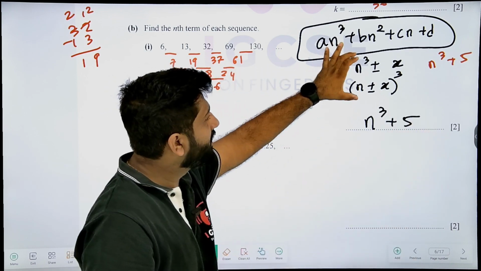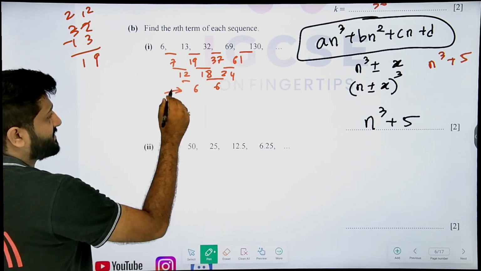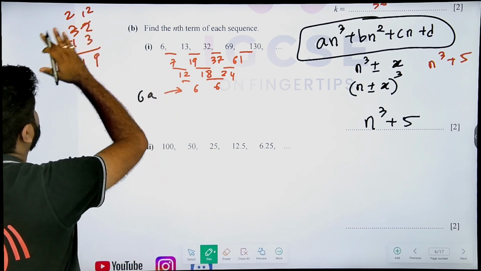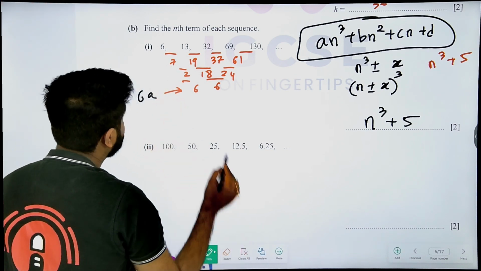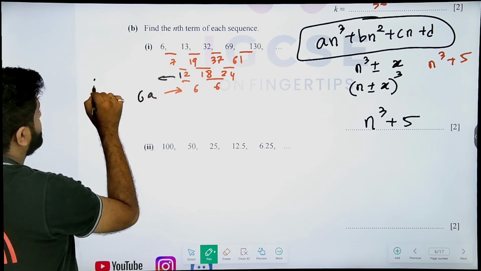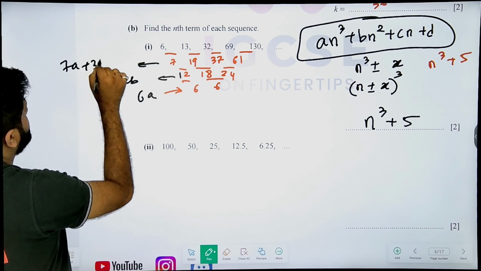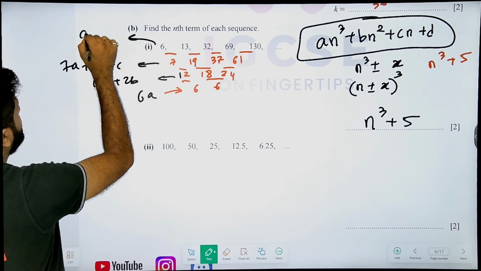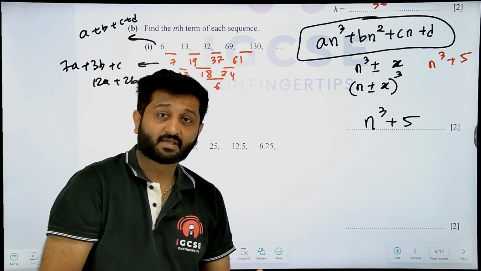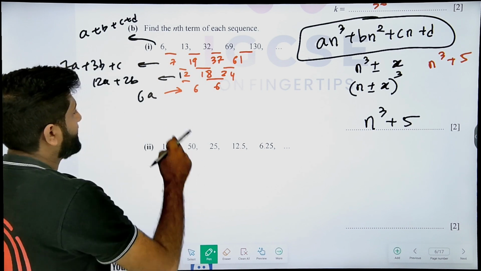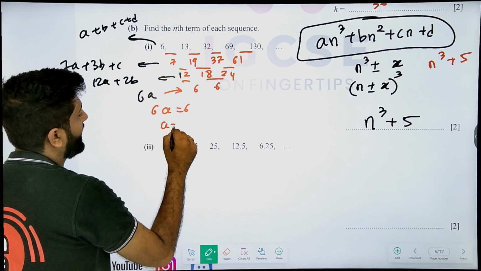But if you are not able to identify this pattern, what you can always do is compare with the general form. You should always compare this with 6a. Then you have, oh sorry guys, this is 12a plus 2b. This is 7a plus 3b plus c, and this is a plus b plus c plus d. These are the 4 terms with which you can compare, and in the first case I have 6a equals 6, so I have a equals 1.